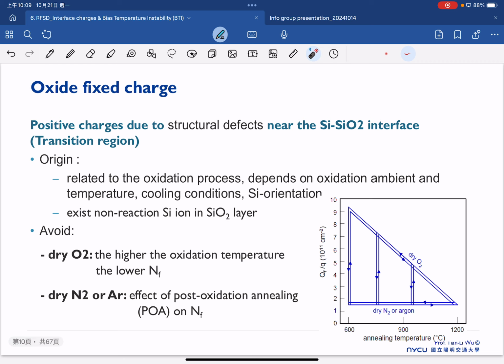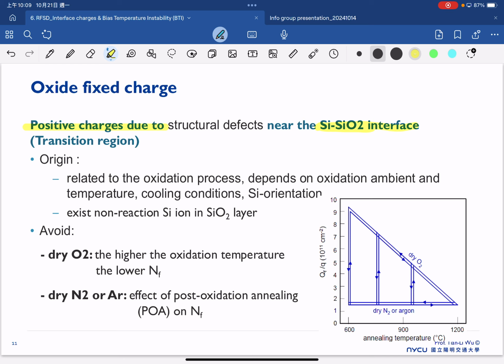The next one is the oxide phase charge. This is a positive charge due to structural defects near the silicon dioxide interface, which is a transition region. As you know, we have a silicon substrate, and to form the SiO2 we put it in a thermal tube with oxygen flowing inside, and the oxygen starts to react with the silicon and gradually forms silicon dioxide.